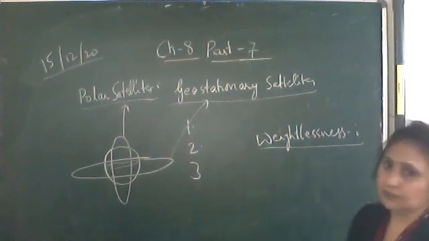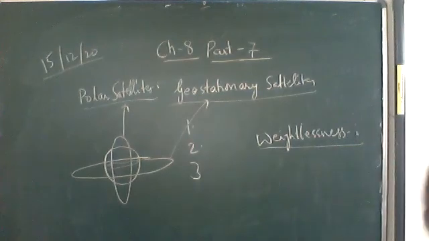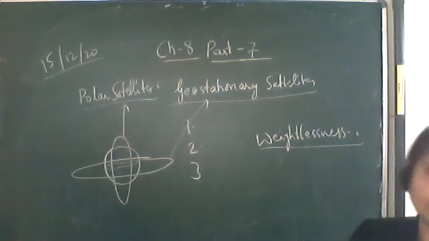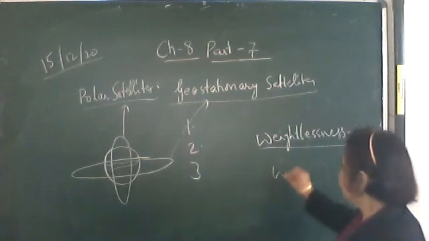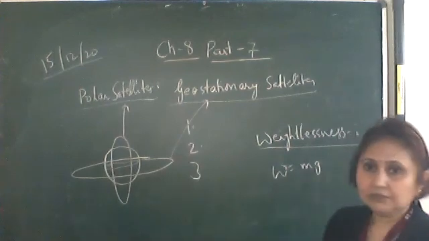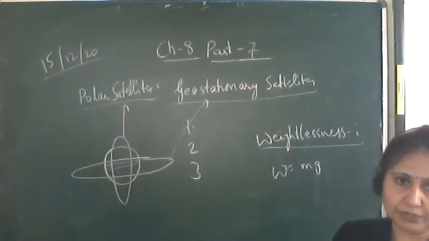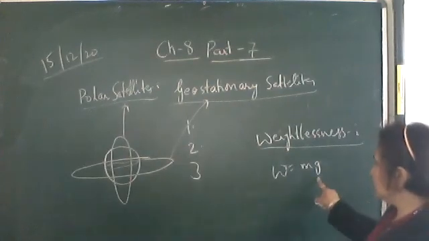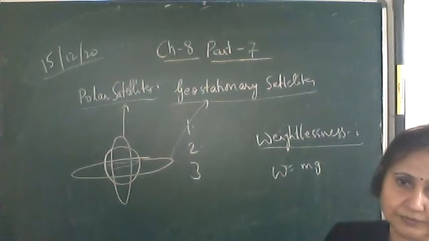So write down: when the weight of the object becomes zero, the condition is called weightlessness. Write down, we know weight is equal to m into g. So wherever g, acceleration due to gravity, is zero, there the weight of the body will be zero. So write down, where g is zero, w will be equal to zero.